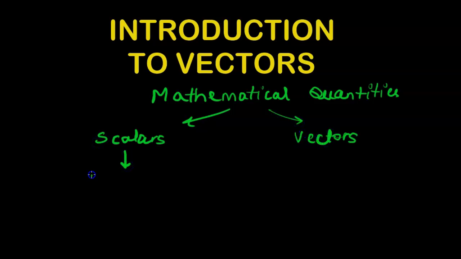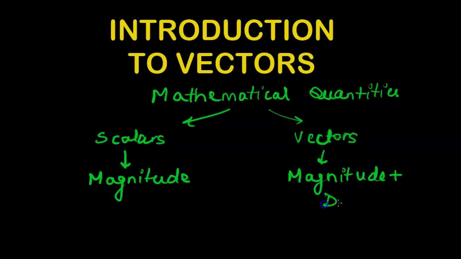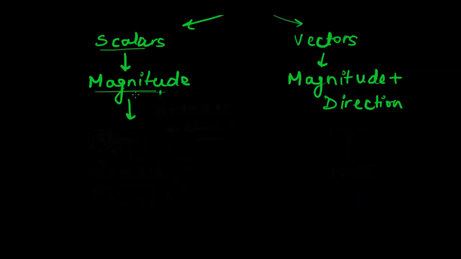Scalars are the quantities that only have magnitude. Magnitude is the numerical value. They have no direction. Vectors are the quantities that have both magnitude and direction. Let's describe what scalars are first.